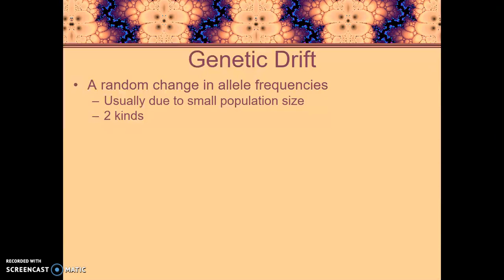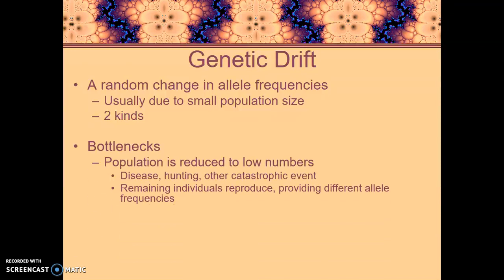So one last thing we need to talk about today is genetic drift. This is a random change in allele frequencies. This is usually due to a small population size, and there are two kinds. Okay, so genetic drift is only going to happen when a population is significantly reduced. You have a bottleneck effect, which is when the population is reduced to low numbers, usually due to a disease, hunting by humans, or some other catastrophic event like a hurricane or a volcano.